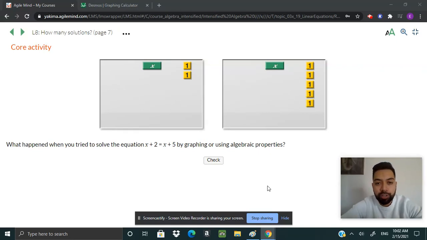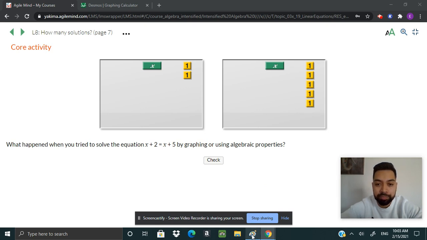So we saw this one earlier also using the algebra tiles. This is your x plus 2 equals x plus 5. This was the one where you found out that it was impossible to find a solution, meaning that there was no solution. So let's check this out using algebraic properties and graphing so that you can see what that looks like there. Because once again, you won't always have algebra tiles, or the problems will become too large that algebra tiles are just not as efficient.